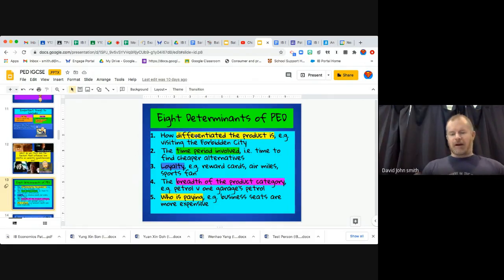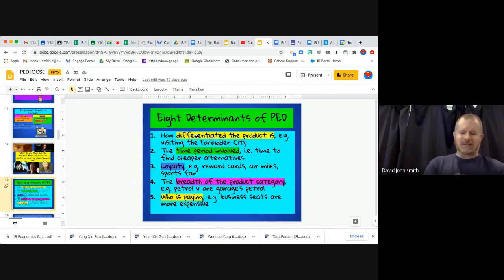The breadth of the product category. If there's a large number of varieties within the same product line, then you have more choice. So you can go for, you know, the iPhone Pro or the iPhone SE or the iPhone Pro Max. So there is a bit more elasticity that might go within that.